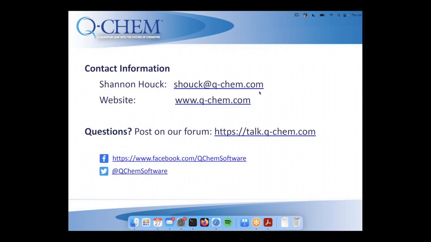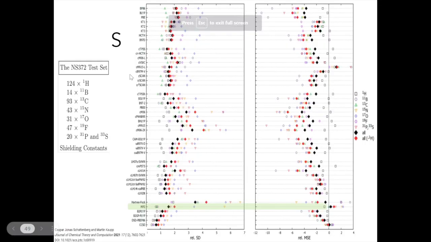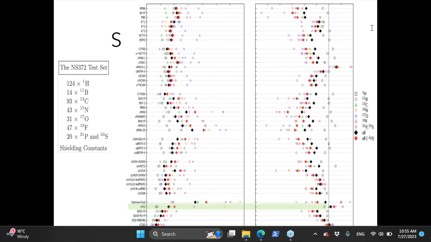I guess here I'll show a backup slide. So this is a paper from 2012 benchmarking basically a whole bunch of DFTs versus MP2 and Hartree-Fock. Here we just look at the black diamond, which is the error of all nuclei.